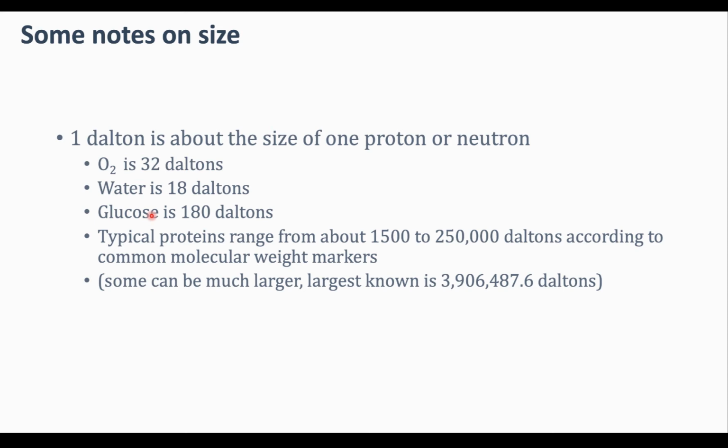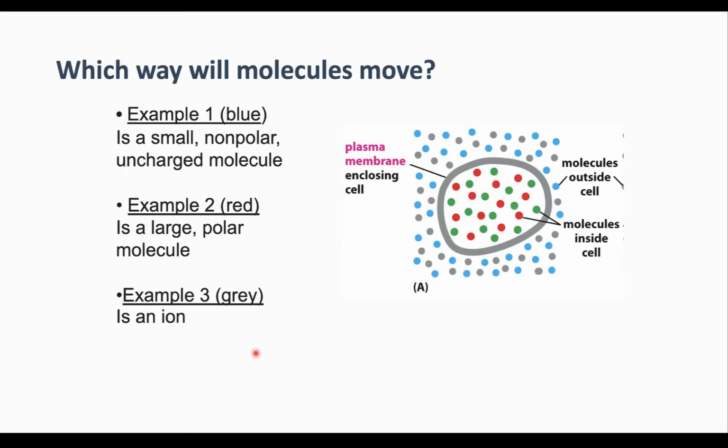They're too big. Here I've come up with a few hypothetical examples of how a molecule could cross a phospholipid bilayer. So I'm giving you an example in this picture and saying that blue is a small, nonpolar, uncharged molecule. This would be something like oxygen or carbon dioxide. Imagine this is maybe a red blood cell.